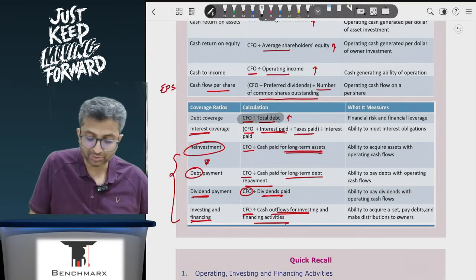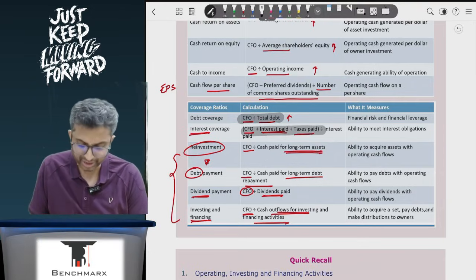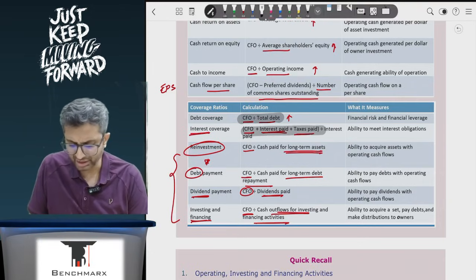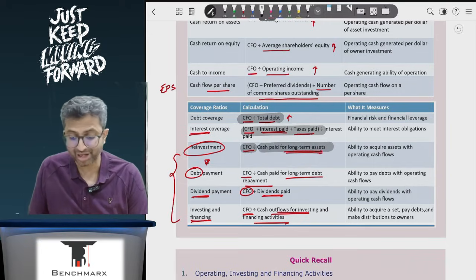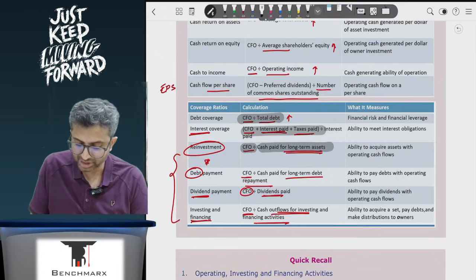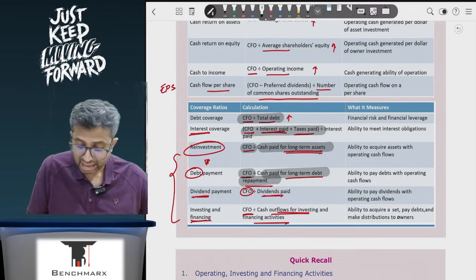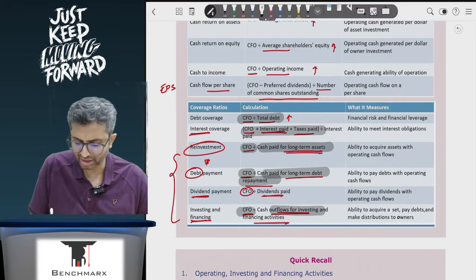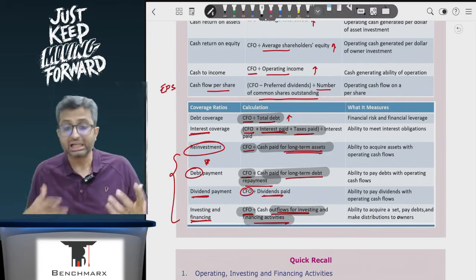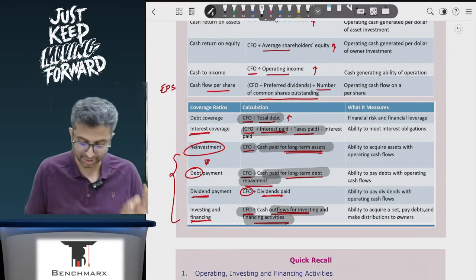Debt coverage will be CFO by total debt. Interest coverage will be CFO plus interest plus taxes by interest paid. Reinvestment ratio is slightly different: CFO divided by cash paid for long-term assets. Debt payment will be CFO upon cash paid for long-term debt repayment, like in your financing cash flow. Dividend payment, CFO by dividend paid. Investing and financing, CFO by cash flow from investing and financing. So largely these ratios are self-explanatory. Having said that, they're not as important from an exam perspective.